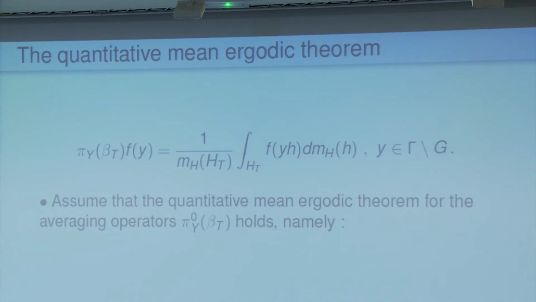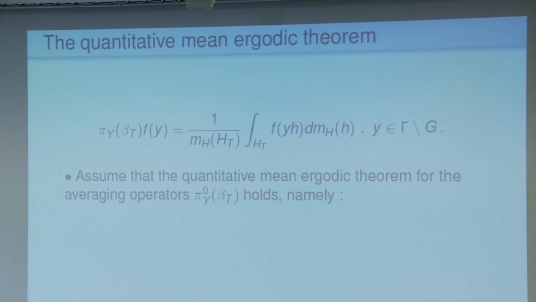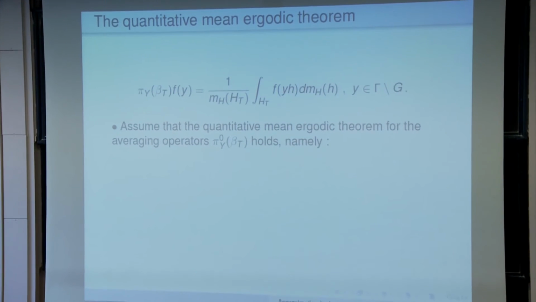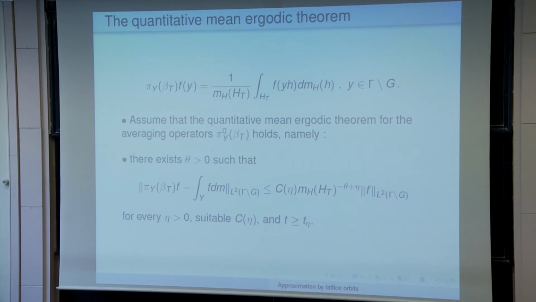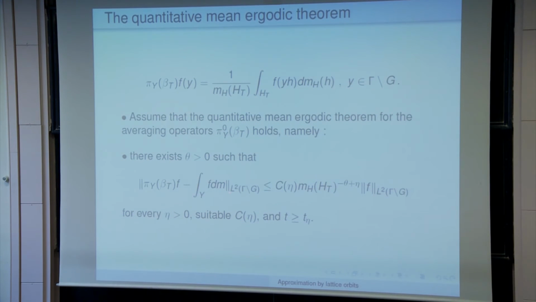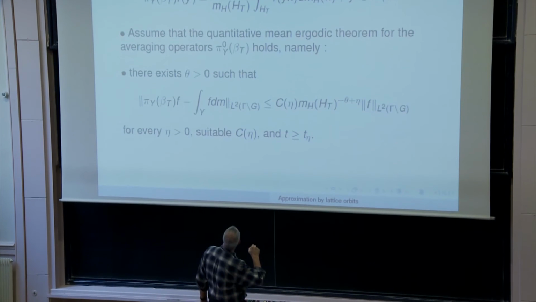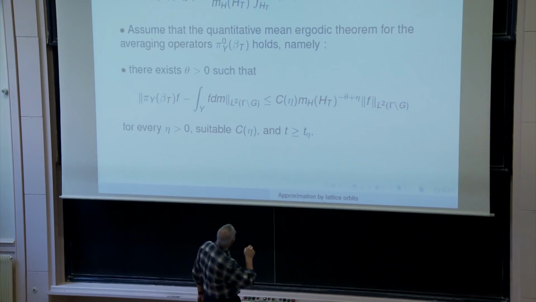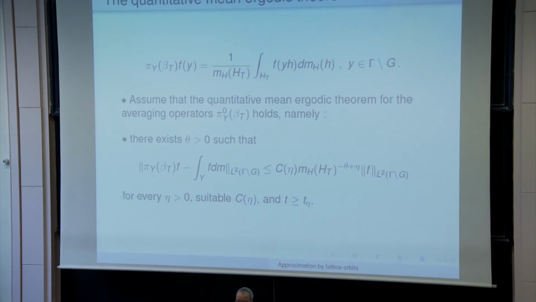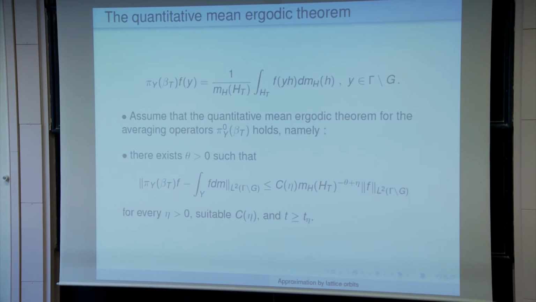So this is an averaging operator which is very similar to the classical averaging operators. And we are now going to assume that the quantitative mean ergodic theorem for the averaging operators pi_y beta_t holds. And by that we mean that there exists theta such that if you consider the difference between the averaging operator at the point in the orbit, at the point y, so this is a certain function, and you compare it to the average over y of this function, and classically, of course, one would call this the time average of f, and this will be called the space average of f. So this difference converges to 0. This is the ergodic hypothesis, if you like.